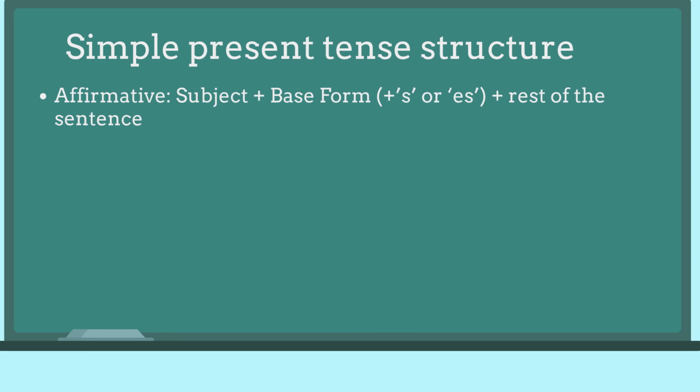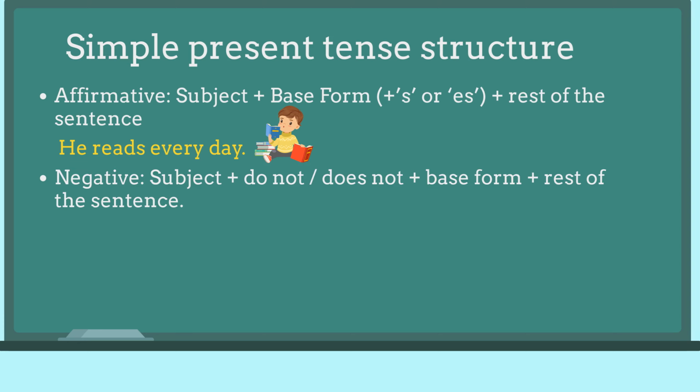The structure of an affirmative sentence in the simple present is as follows. Subject plus the base form, don't forget to add s or es to the verb if needed, plus the rest of the sentence. For example, he reads every day.